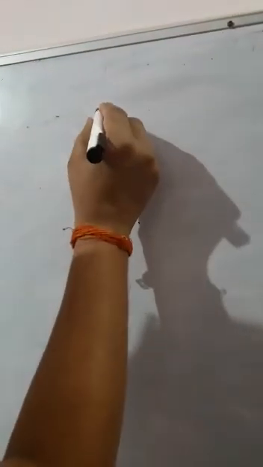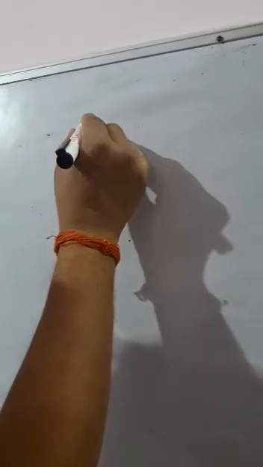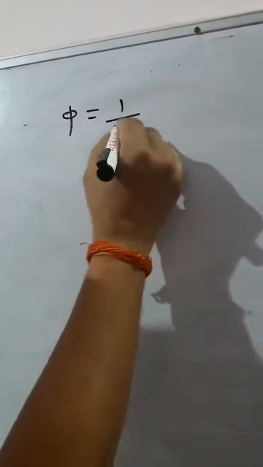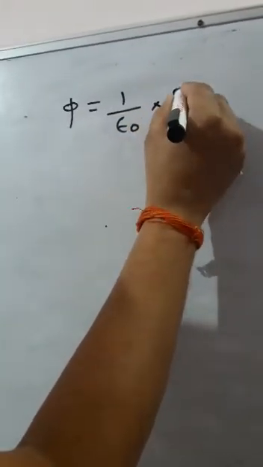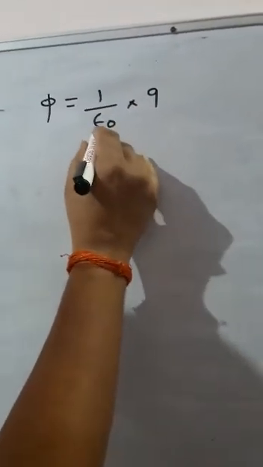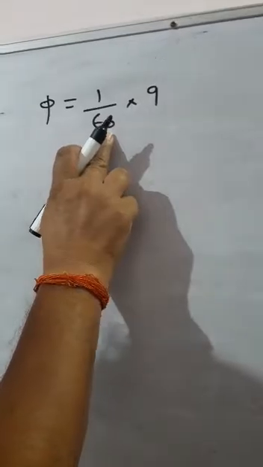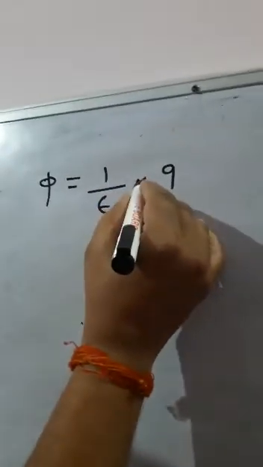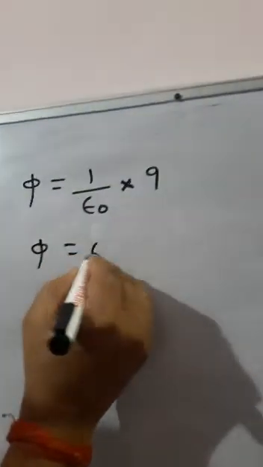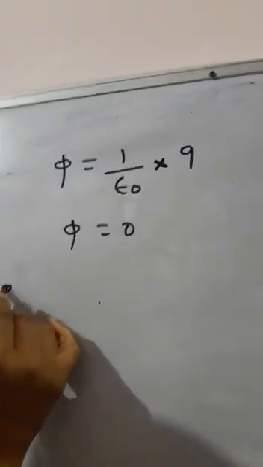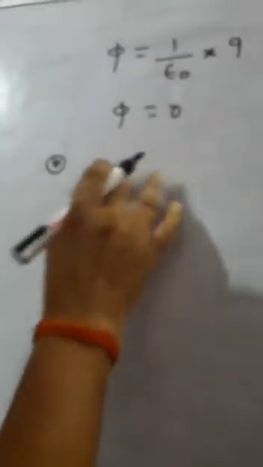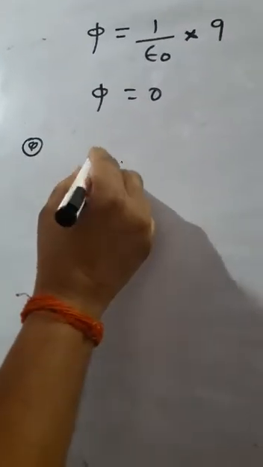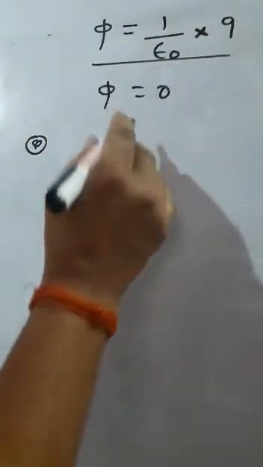Some other problems are based on Gauss's theorem. Gauss's theorem states that the total flux linked to any closed surface is equal to 1 upon epsilon naught times the total charge inside the surface, where epsilon naught is the absolute permittivity of free space, and if the charge is placed outside of the surface, then the flux is equal to 0. So, if in any question we have to find electric flux linked to any closed surface, we will use Gauss's theorem.